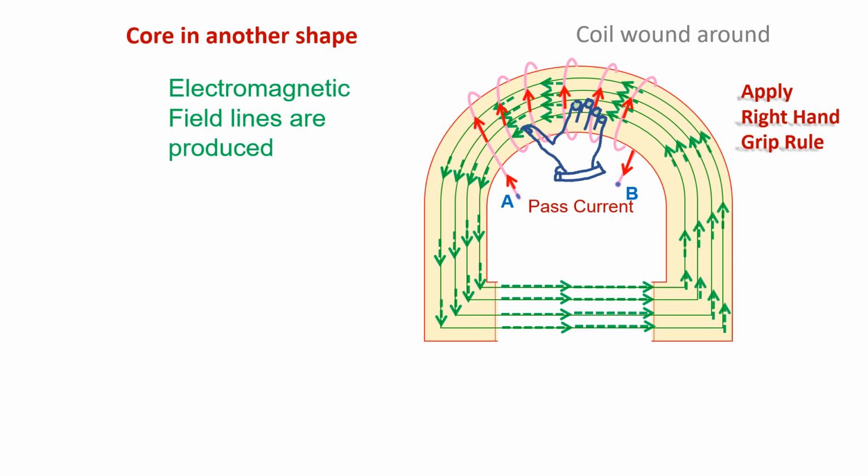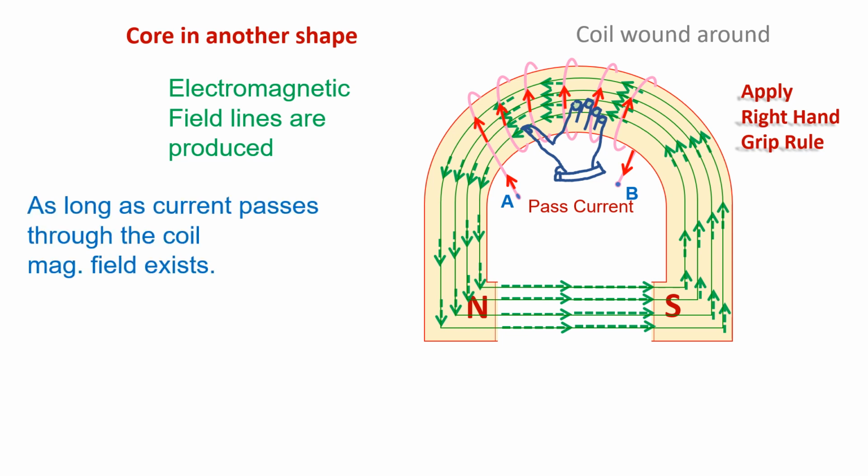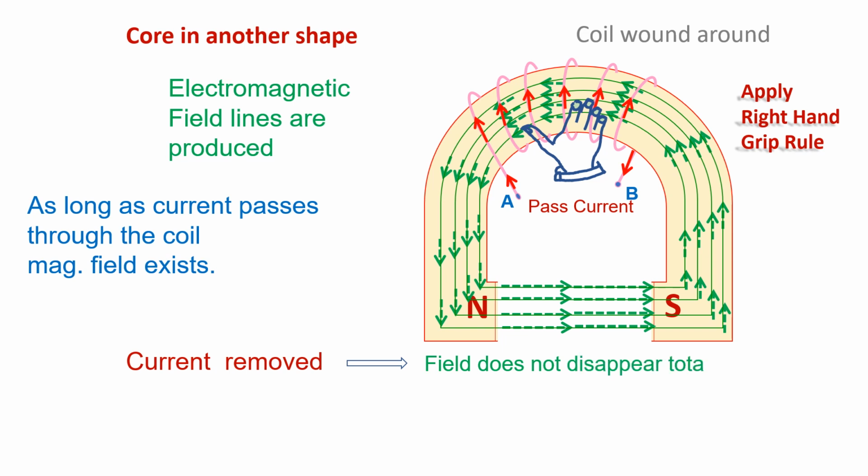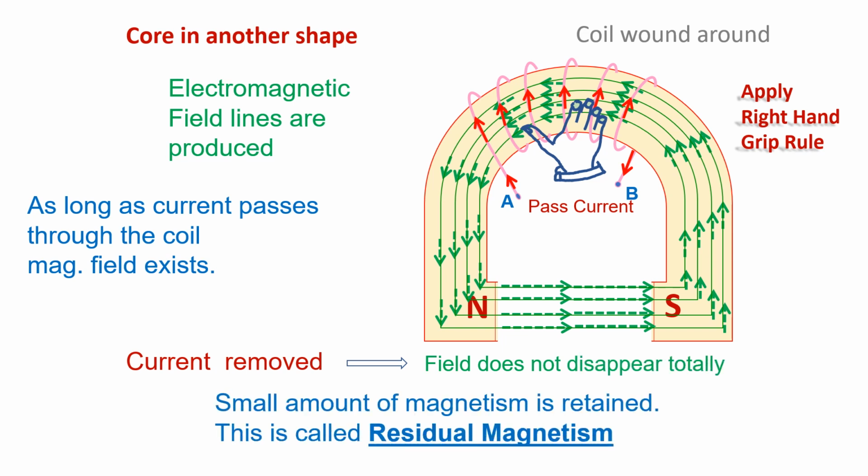So whichever pole face the flux lines are coming out, it will be formed as the north pole, and the field lines are entering into the south pole. As long as current passes through the coil, this electromagnetism exists in the core. Once the current is removed, the field lines do not disappear totally. A small amount of magnetism is retained in the core. This is called residual magnetism.